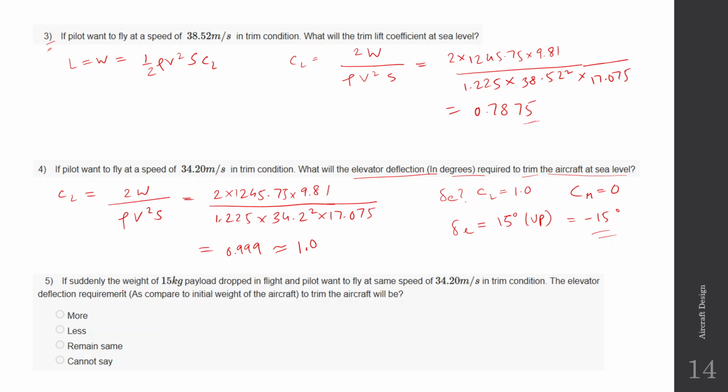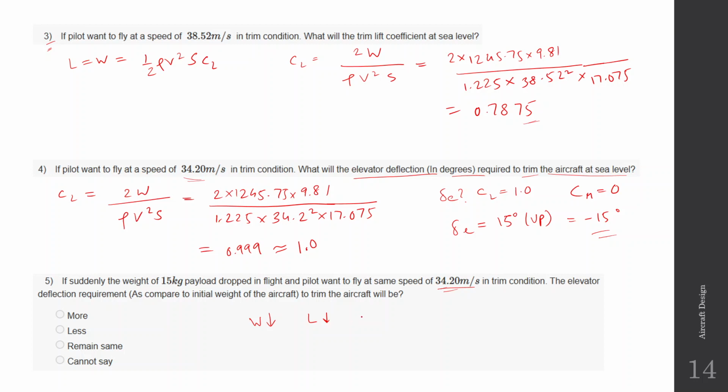So for the fifth question, the cruise speed is the same as the fourth question. And it is saying that a 15 kg payload is dropped while the aircraft is in flight. So what is the new elevator requirement to fly the aircraft in the same condition? Here you can intuitively guess that if the aircraft has dropped some payload, then the weight has gone down. So when the weight has gone down, then the lift requirement will also go down.